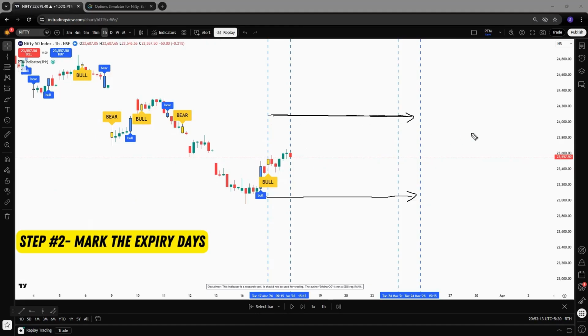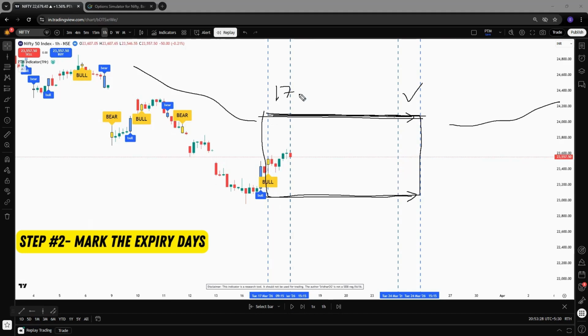This is my target zone. I don't care about what will happen after that. I don't care about what happened before. This is where my focus has to be. So it is very, very important that you draw the next week expiry, you mark it. Suppose this is 17th March, this is 24th. Just mark that day. We're using the 1 hour time frame.